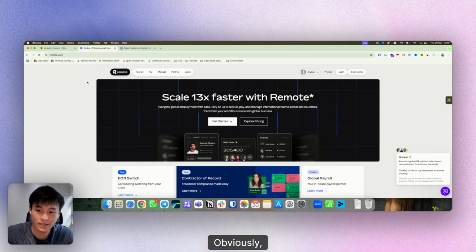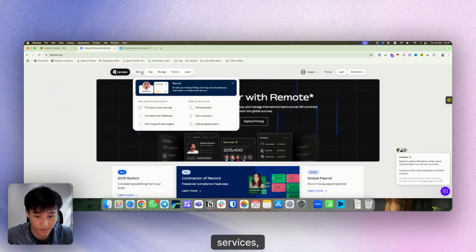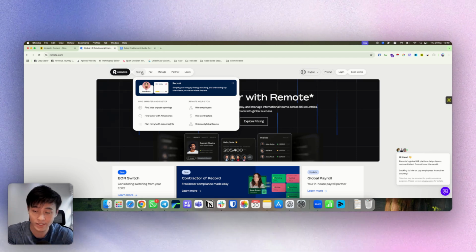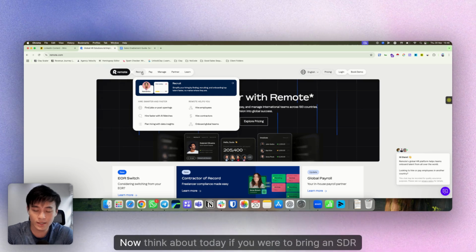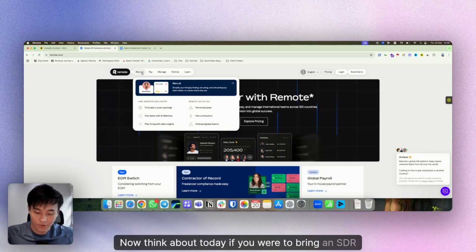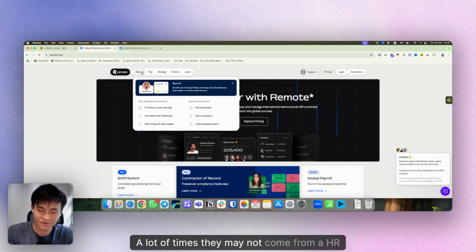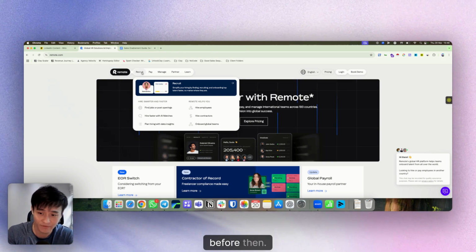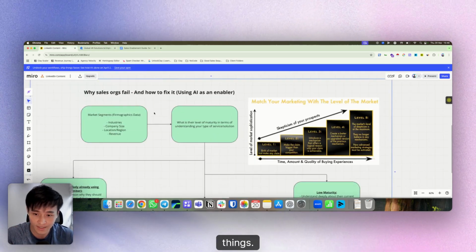Now, Remote, obviously, they provide a lot of services, right? But one of the things they provide is EOR services, employer of record. It's actually getting a lot of traction, especially after COVID, where international hiring becomes more common. Now, think about today, if you were to bring an SDR or AE into the company, a lot of times they may not come from an HR background, or they may not have sold similar solutions before. Then it's important for them to understand all of these things.